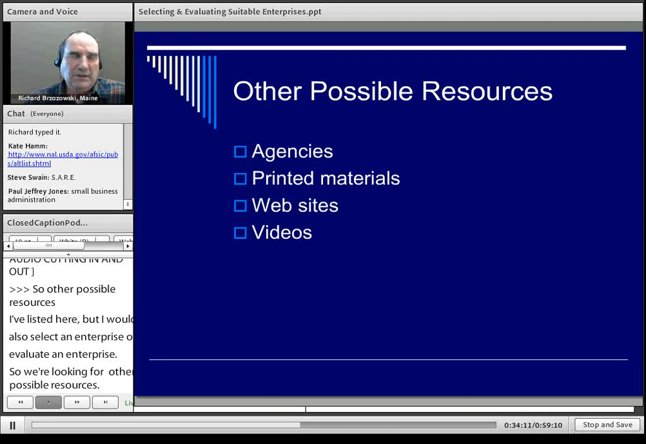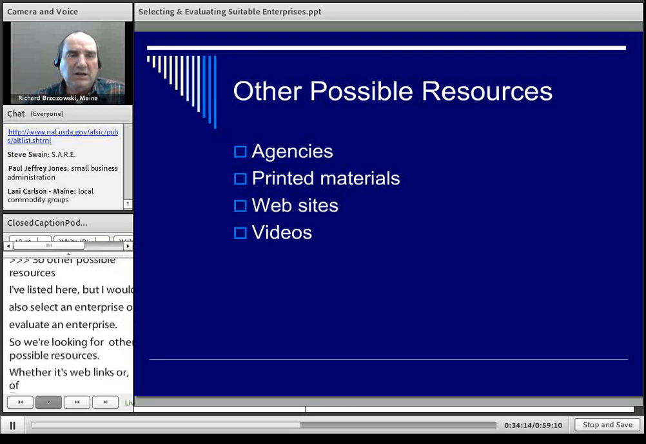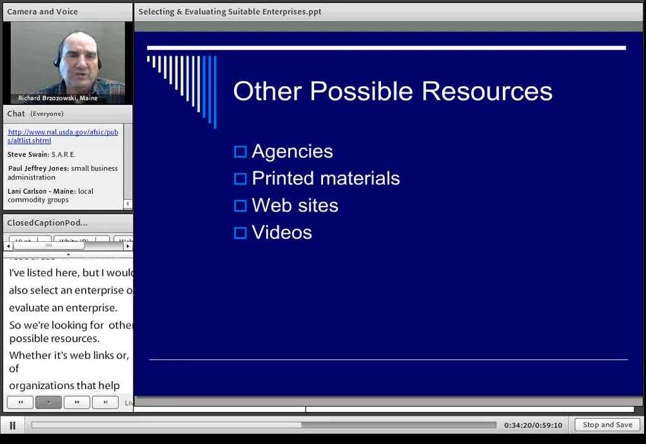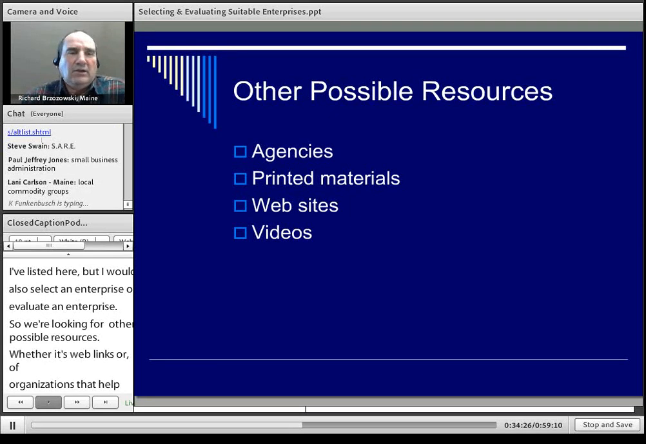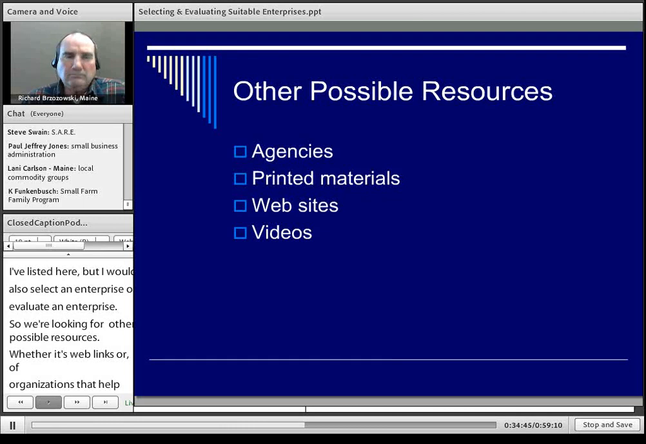So SARE, every state has a SARE point person that's divided up into regions, but SARE is a good place to look for information. You can go online and search what kind of information is up online too. Small Business Administration, yeah. A local commodity group. So like in Maine, we have a blueberry commission, a potato board, a small fruit and vegetable growers association. So yeah, look for those commodity groups, get information that way. In Missouri, small farm family programs. Sometimes you can search just small farm and then your state and see what comes up, and you might come across some really good programs that are available to either small farm, small ranch.